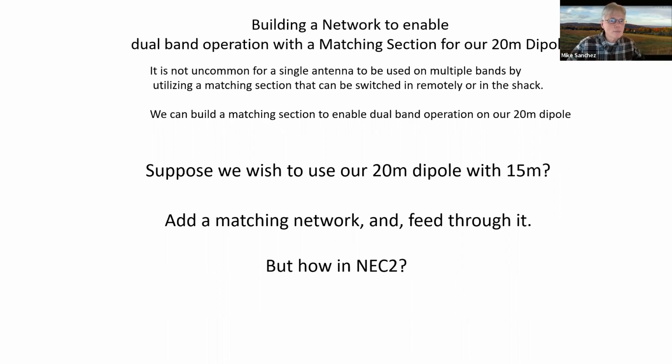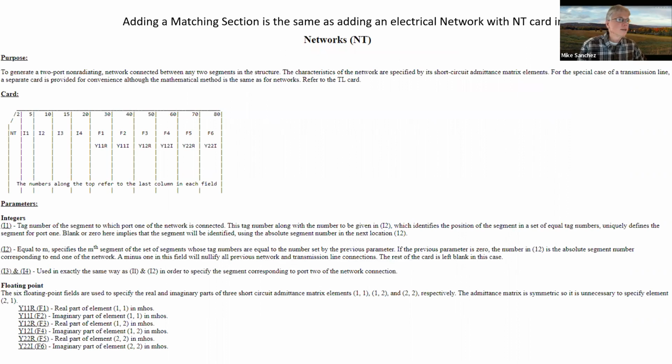You just need a little separate, you don't need much except for the matching section. And if you can build it, this is awesome. So suppose we wish to use 20 meters with 15 meters. We add the matching network to the model, and then we optimize it.